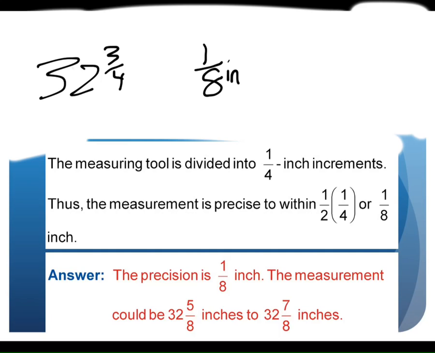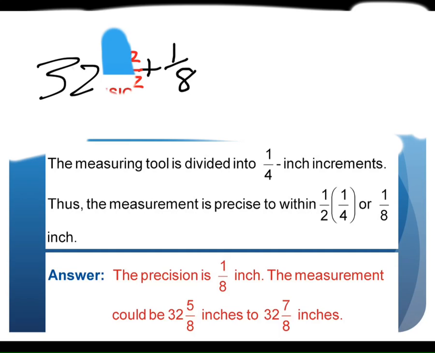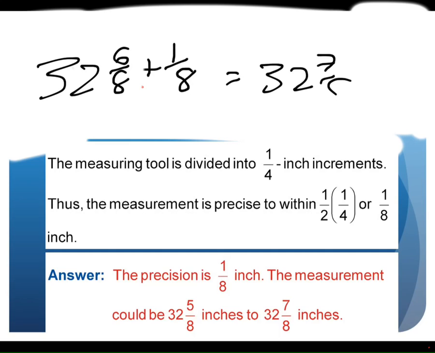For those of us that forgot how to do that, if I take 32 3/4 and I add 1/8, all I need to do is add these two fractions together. Well, you need common denominators. Common denominator between 4 and 8 is 8. So you have to multiply this by 2 over 2. And you get 6/8. Six-eighths plus 1/8 is 7/8. That's how they got that. If you take 32 6/8, subtract 1/8, you get this.